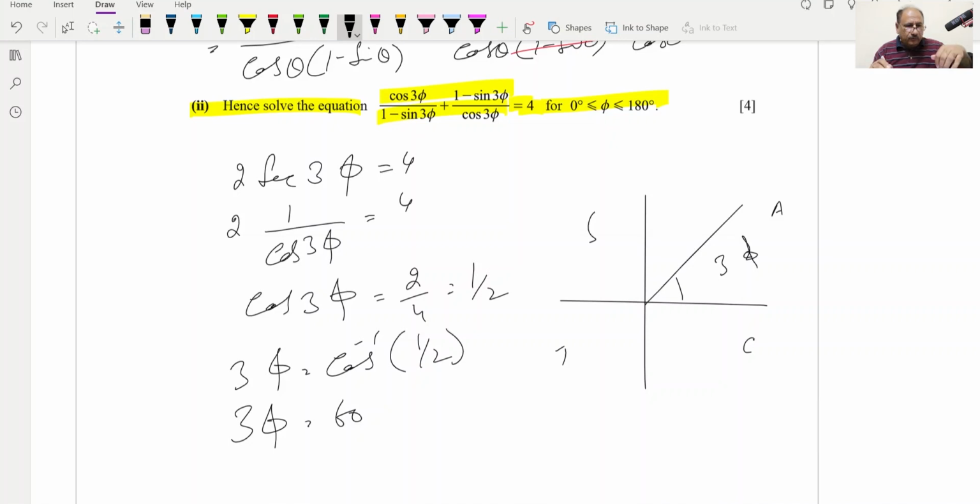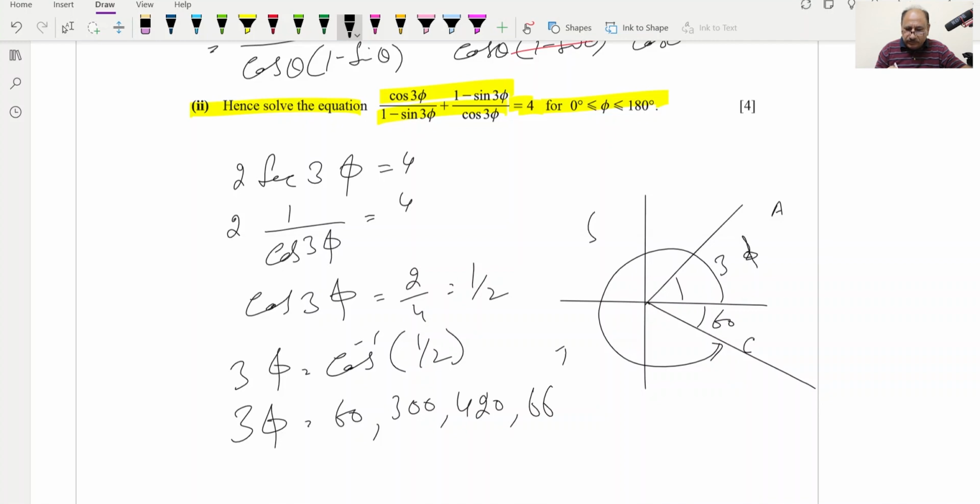Next, we can take 60 on this side also. If this is 60, it means this angle will be 300. So 300, and next will be 360 plus 60, which is 420, and next will be 660. Similarly we can check the angles. But what will phi be? If we divide by 3, phi will be 20, and this will be 100.